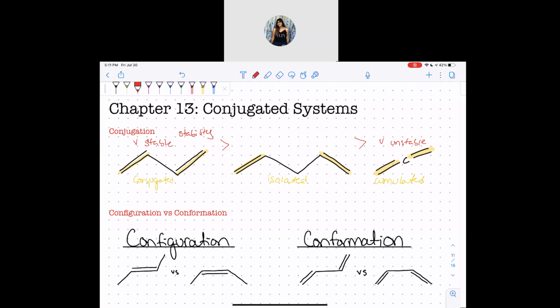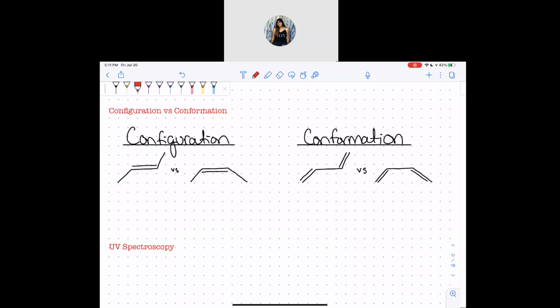Real quick, we're going to talk about configuration versus conformation. And if we remember, configuration is when we have two single bonds with a double bond in the middle. And conformation is when we have a single bond in the middle of two double bonds. So, what we need to know is that for configuration, we're going to use EZ or cis-trans naming.